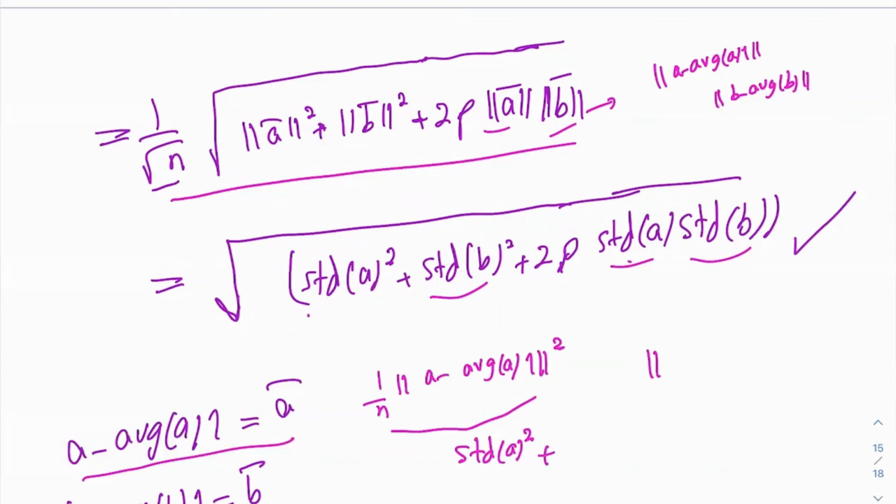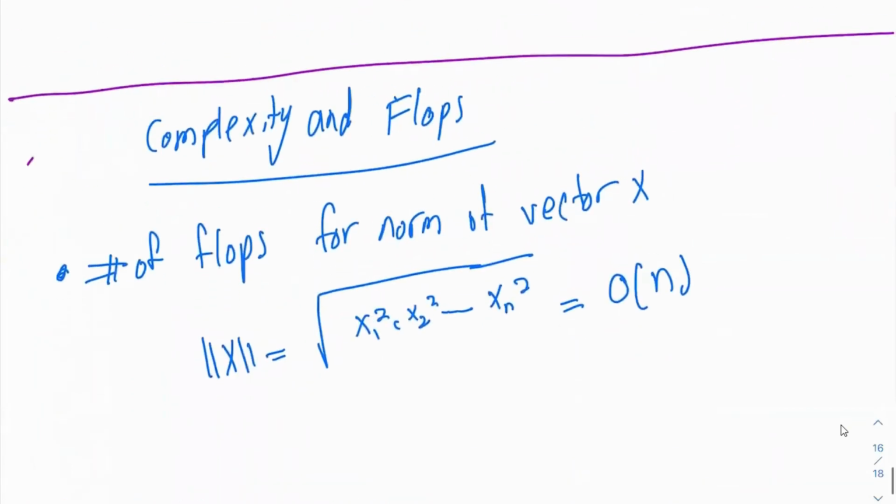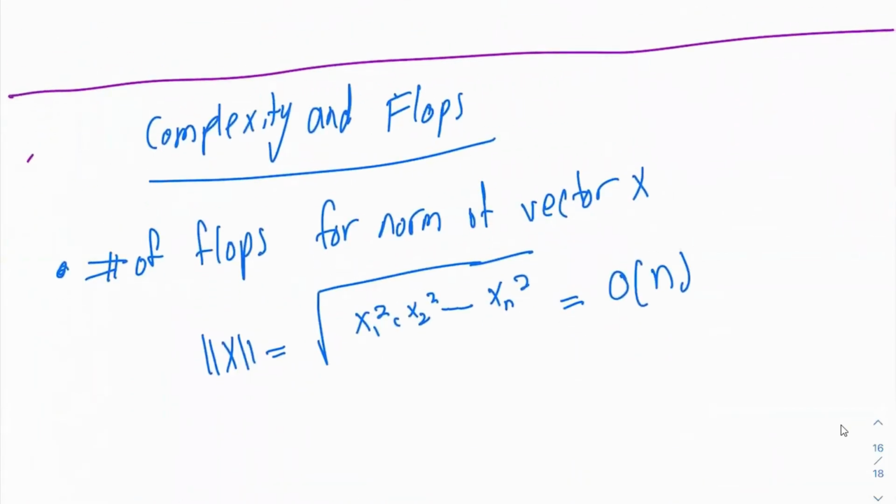Okay, great. So the final expression is going to be this one, and we all know how to derive it, right? In terms of the condition based on rho, you sometimes say rho is 0. Well, let's see what happens when rho is -1, and let's see when rho is +1. Okay, good. Let's talk about complexity and flops.